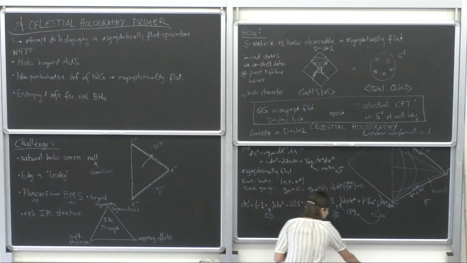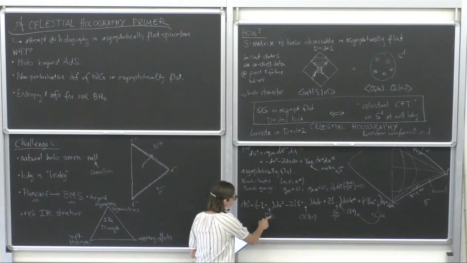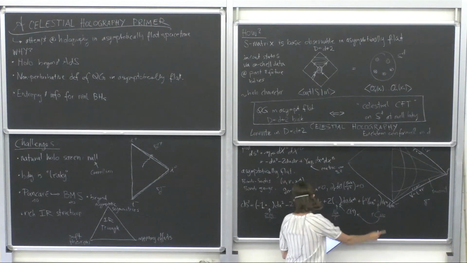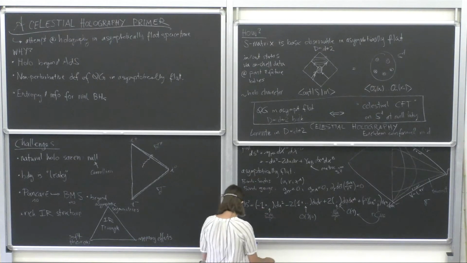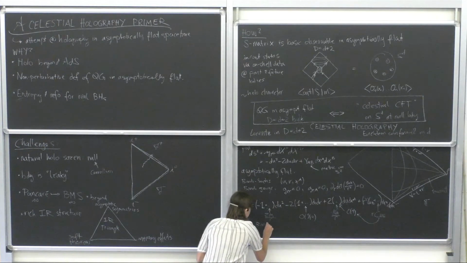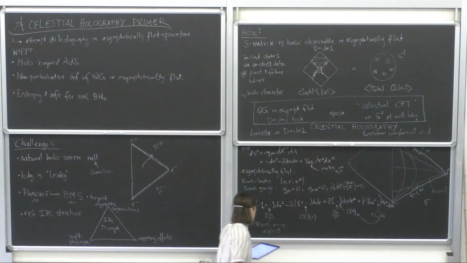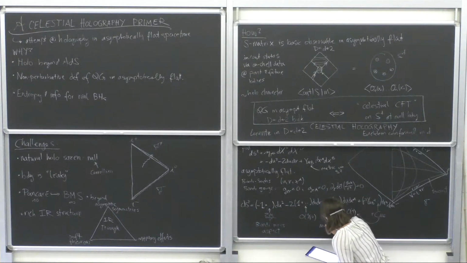So I have specified now how the metric falls off. And I've given this in terms of functions m, N_A, and C_AB, which depend in general on retarded time u, but also the angles. So this piece here, m, is called the Bondi mass aspect. So this knows about the mass of the spacetime. N_A here is called the angular momentum aspect.